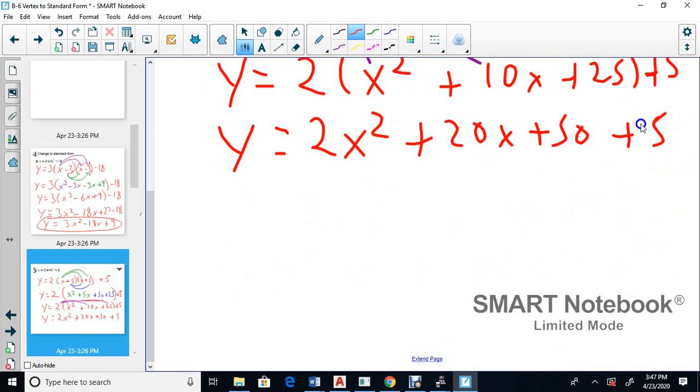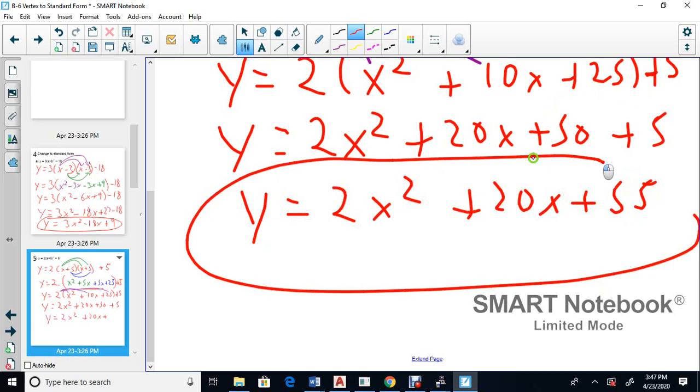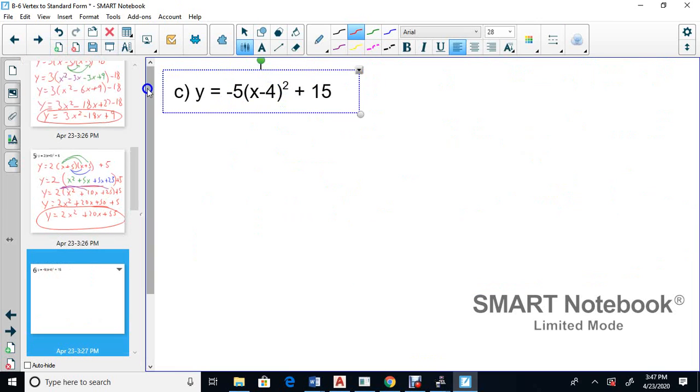And then we collect these last two terms together. So we put those two together. Y equals 2x squared plus 20x plus 55. And that's our final answer here, so I'll circle it. Okay, let's move on to the next one here. It has a negative 5, so something changes later. It just multiplies by negative 5. So pause the video, hopefully you've seen too, try it out, and then I'll do it.